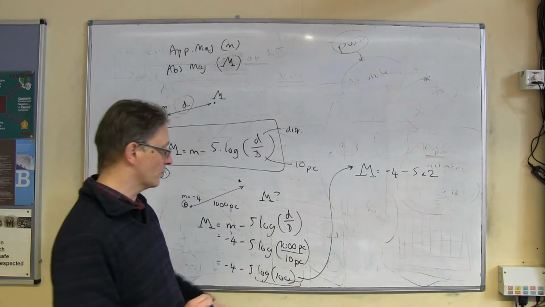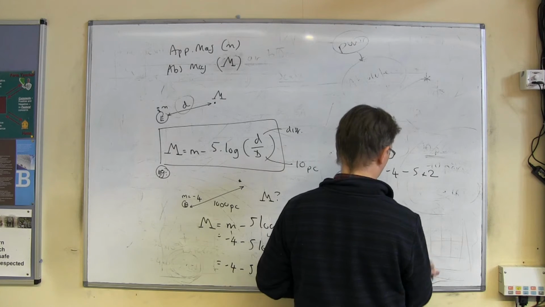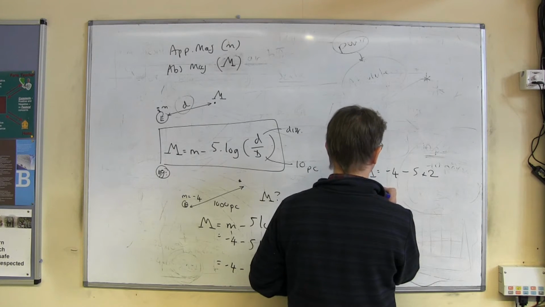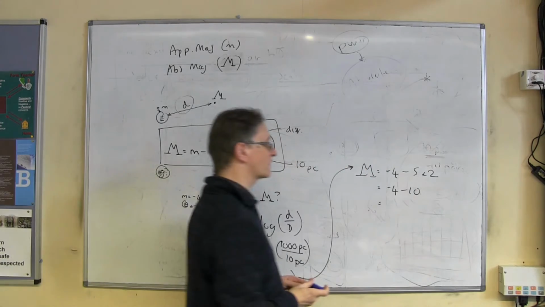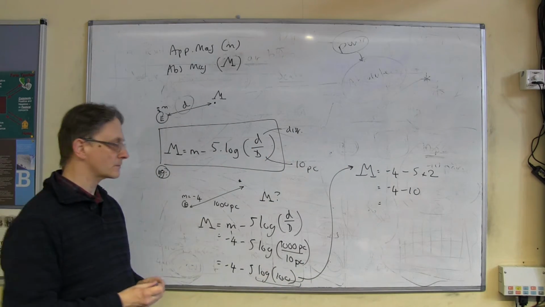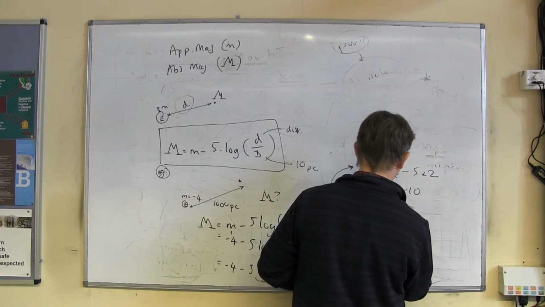It is equal to the number of noughts, for numbers that have just noughts on the end. So we're left with minus 5 times 2, which is minus 10. Minus 4 minus 10 is minus 14. Tell me about the star.